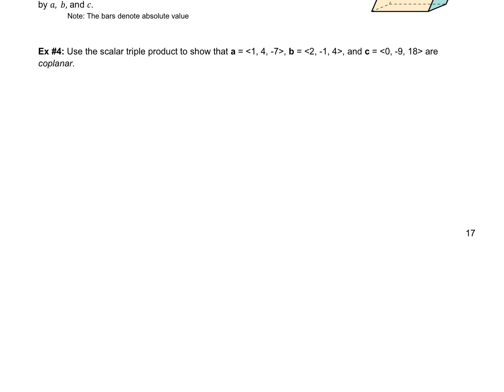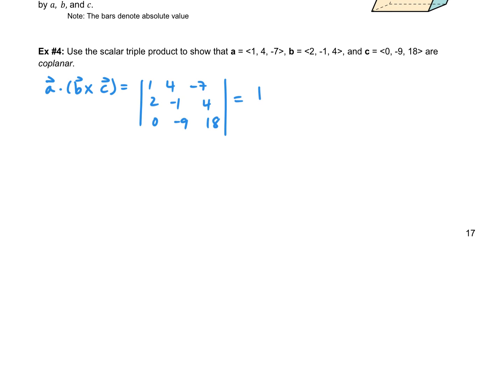So here is a special application or a way that we can ask a question. Use the scalar triple product to show that A, B, and C are coplanar. Okay, so you might not initially know how to use the scalar triple product here, but you know you need to use it. So let's just start by calculating the scalar triple product. So we get A dot B cross C. So A is 1, 4, -7, B is 2, -1, 4, and C is 0, -9, 18.